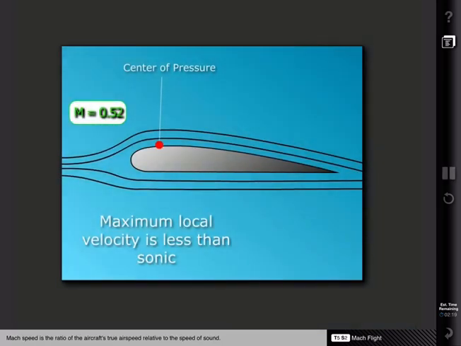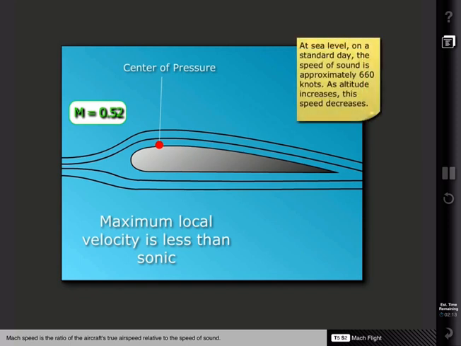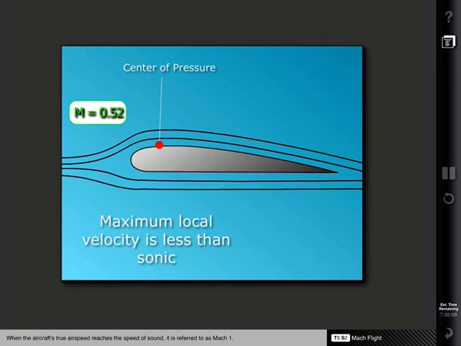Mach speed is the ratio of the aircraft's true airspeed relative to the speed of sound. When the aircraft's true airspeed reaches the speed of sound, it is referred to as Mach 1. Typically, Mach airspeed is thought of as affecting the aircraft as a whole. However, accelerated air over parts of the aircraft can reach supersonic speeds, even though the aircraft itself may be flying subsonic. The speed of an aircraft at which airflow over any part of the structure first reaches Mach 1 is termed the critical Mach number.